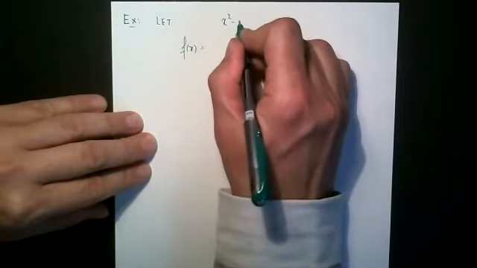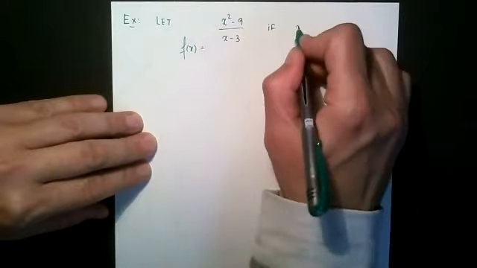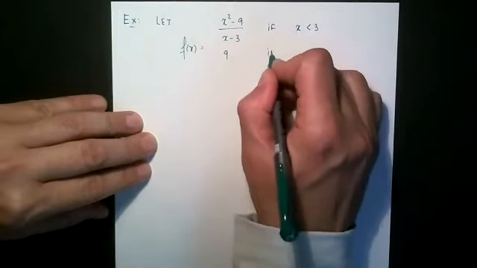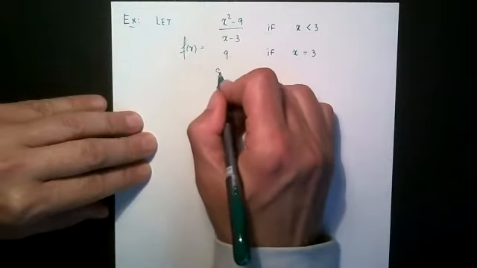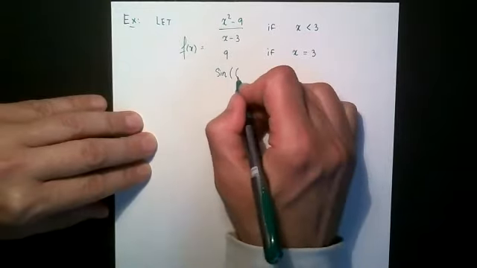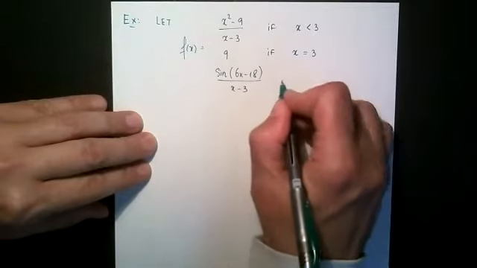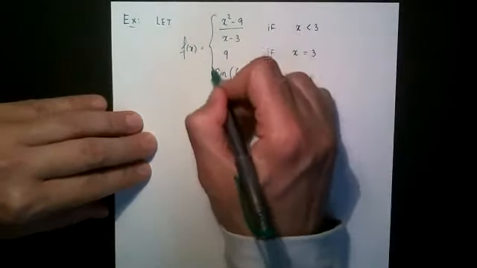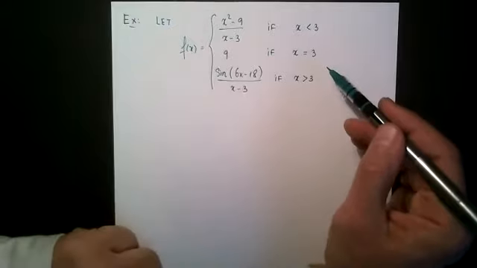x squared minus 9 over x minus 3 if x is smaller than 3, 9 if x is equal to 3, and sine of 6x minus 18 over x minus 3 if x is greater than 3. Okay, so this is the function, a piecewise function that connects at x equals 3.